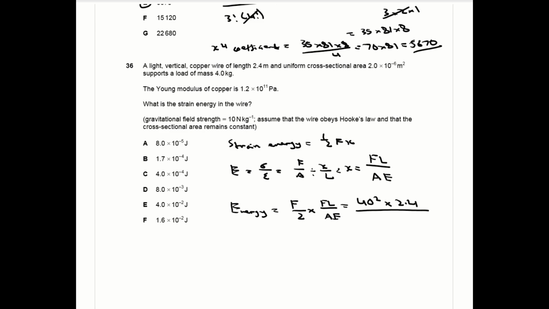When you then plug this into the energy equation, you end up with energy is F over 2 times FL over AE. And then you can plug in the values from the question itself to give you a strain energy of 8 times 10 to the minus 3 joules.